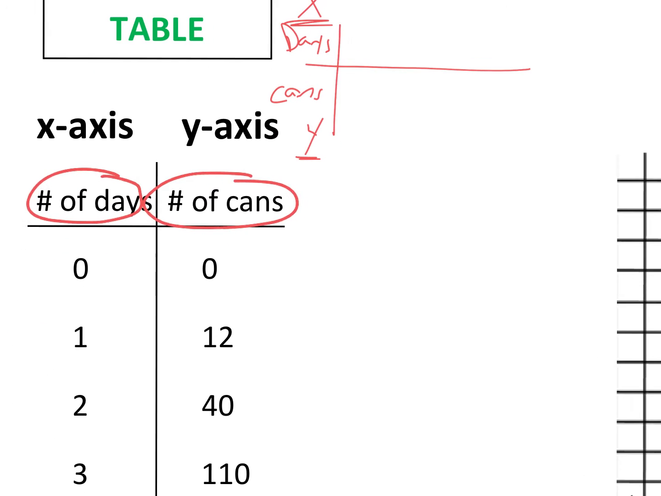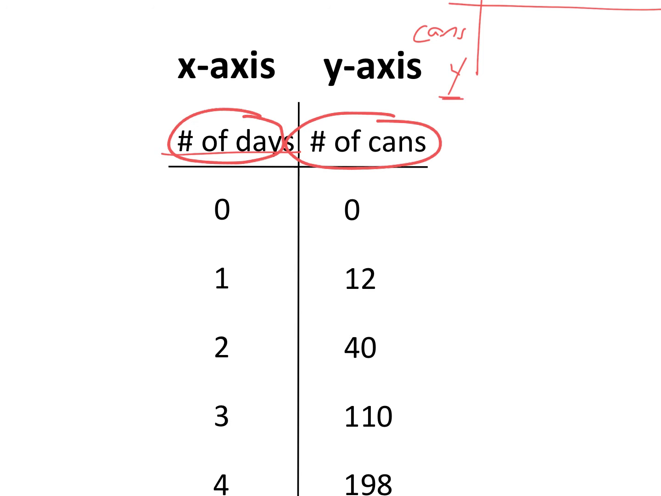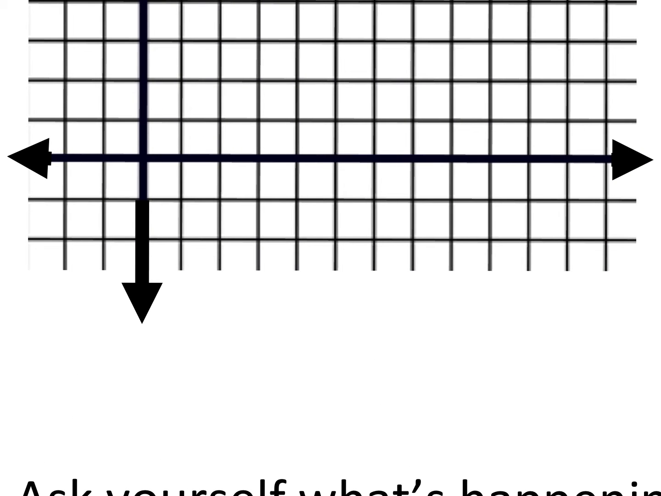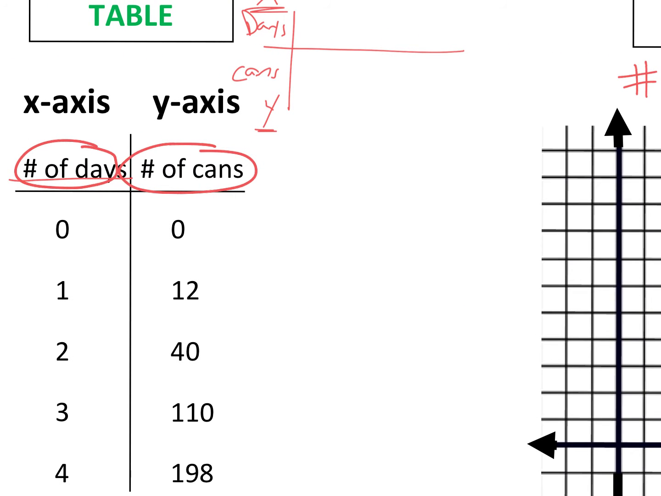That does not change. So x-axis is on the left, so number of days is what we're measuring on the x. So down here on the bottom, we're going to put our name of number of days. And on the y, we're measuring our number of cans. So I'm going to put number of cans over here on the y.